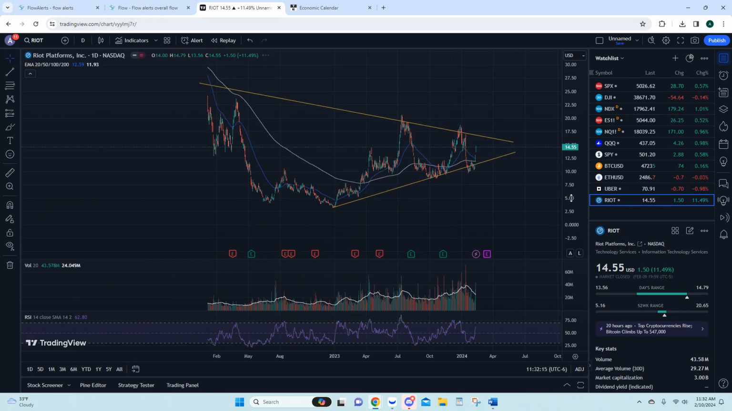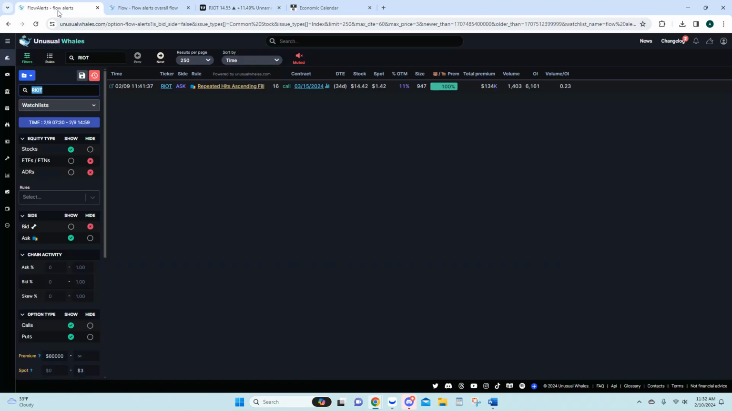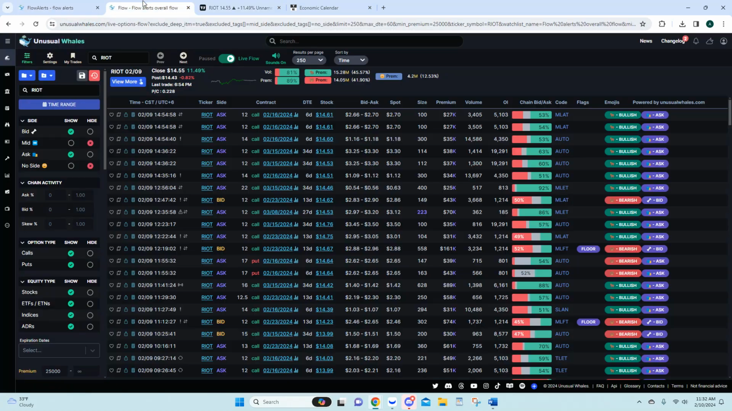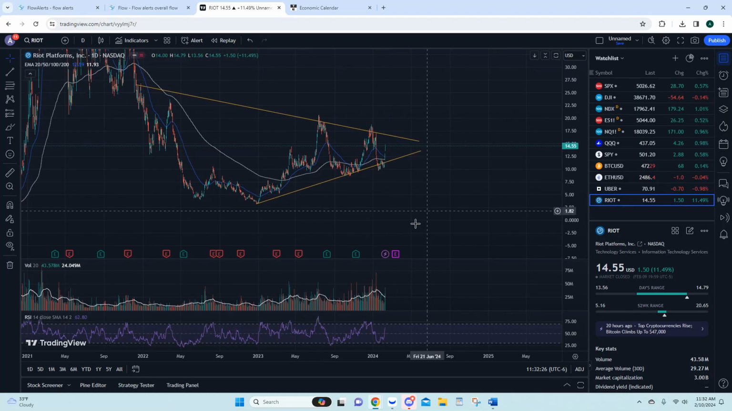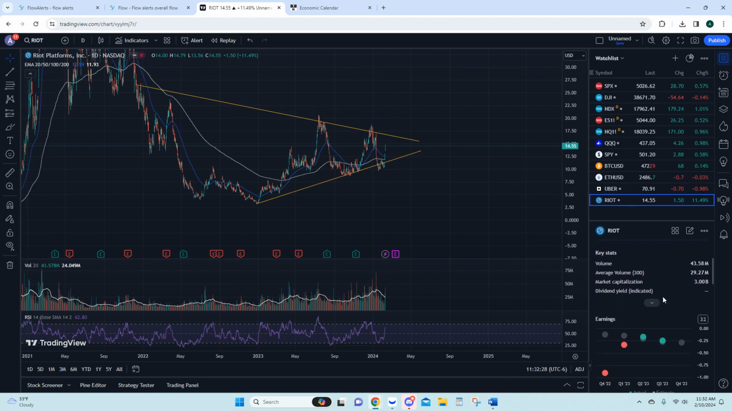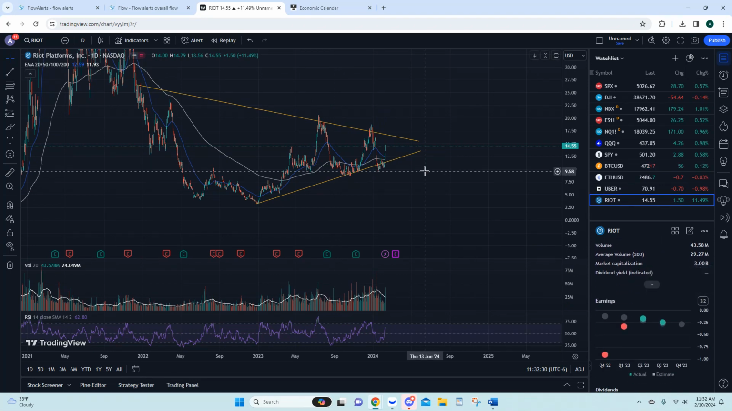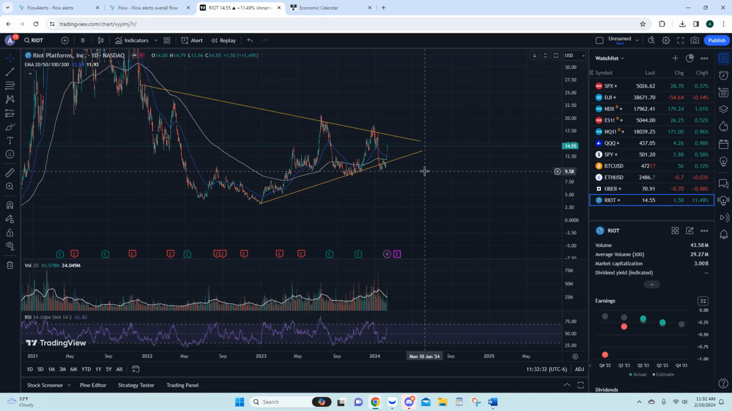But let's look at the Riot chart here. So that was your flow alert there. Flow feed is bullish. And we're looking at the Riot chart here. And another thing, obviously, you can see earnings are coming up on Riot. 32 days for earnings. Gives enough time for these contracts to make a move, in my opinion.